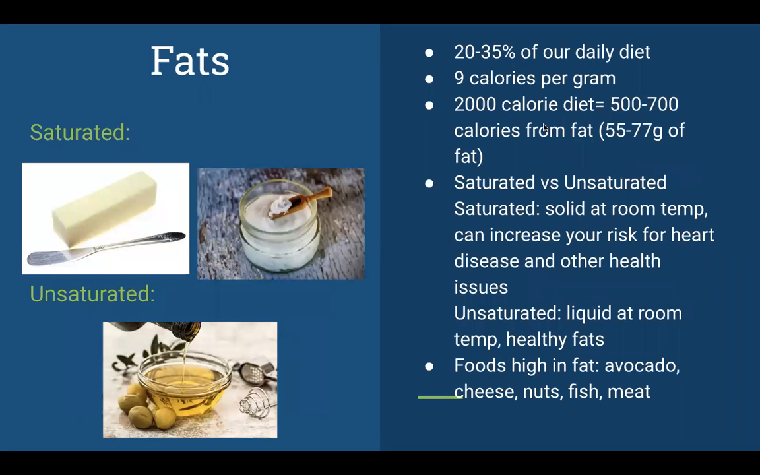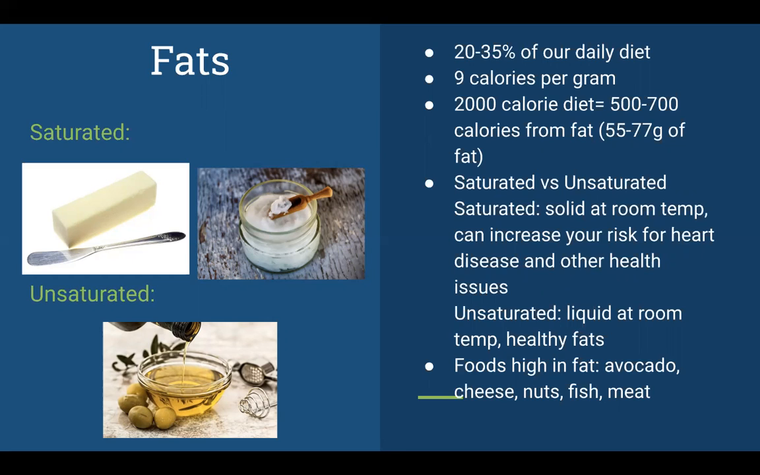Our second macronutrient is fats. Fat should equate to about 20 to 35% of your daily diet. Fat has 9 calories per gram, and based on a 2,000 calorie diet, 500 to 700 of your calories should be from fats. That equates again to 55 to 75 grams of fat.